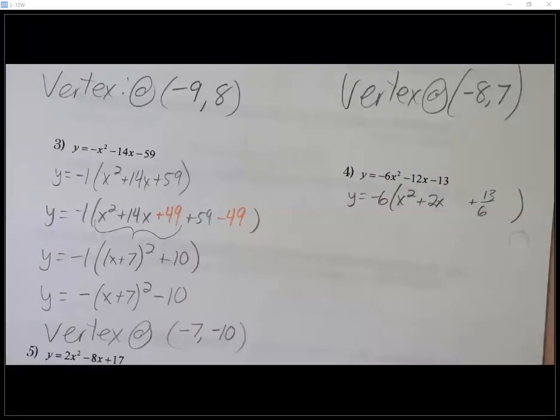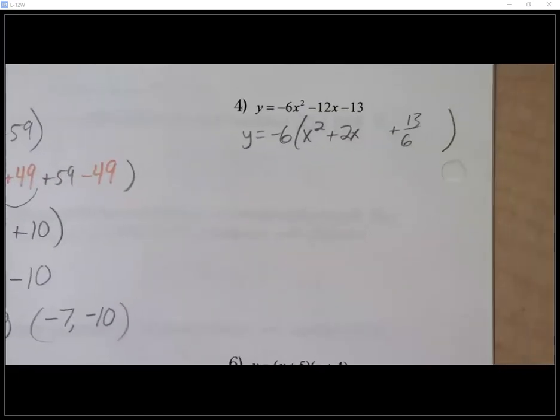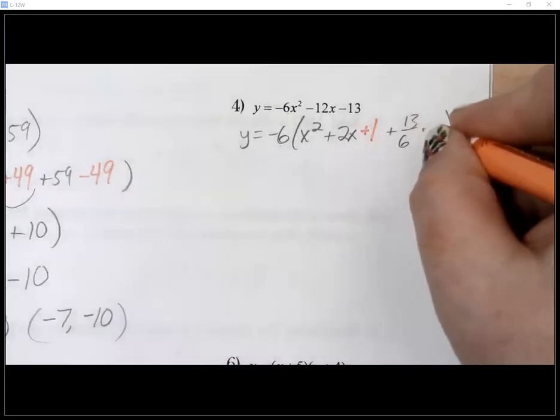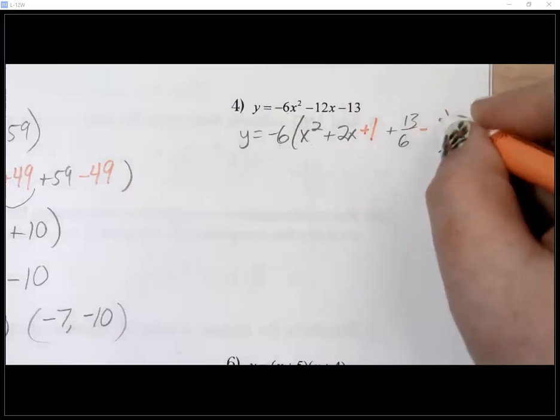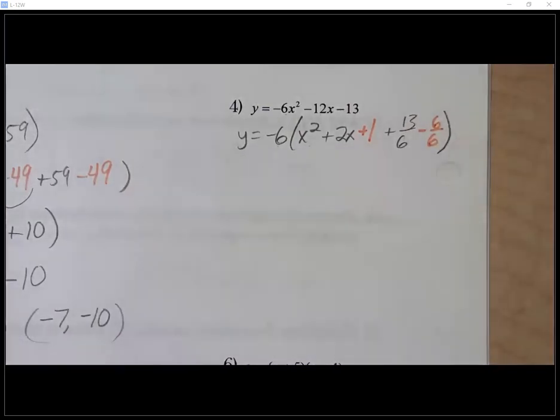And now I'm ready to do my funny little add subtract thing. What's my magic number this time? Jake? 1. 1, right? I want half of 2, which is 1, and 1 squared is 1. So I'm going to add 1, and I'm going to subtract 1. Just to make my life easier, instead of writing it as a 1, I'm going to write it as 6/6, just so I already have those common denominators. But realize I am just subtracting 1 there. And now I'm ready to go.